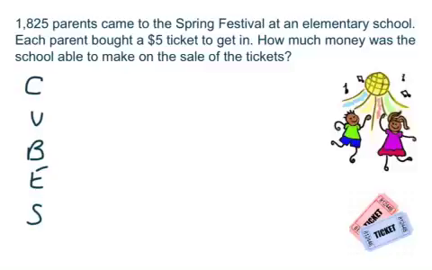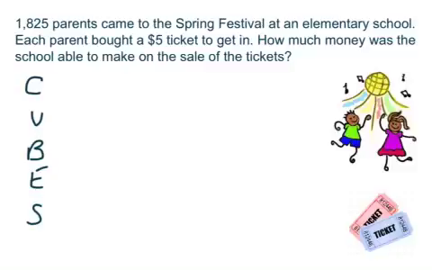First problem. I'm going to do this one a little bit with you to remind you how to do CUBES. 1,825 parents came to the Spring Festival at an elementary school. Each parent bought a $5 ticket to get in. How much money was the school able to make on the sale of the tickets?